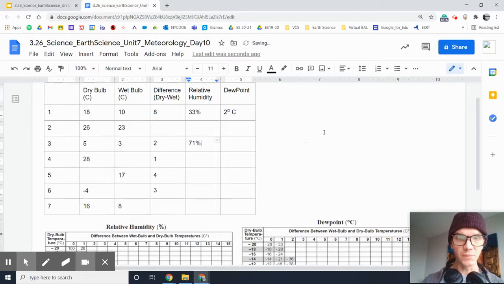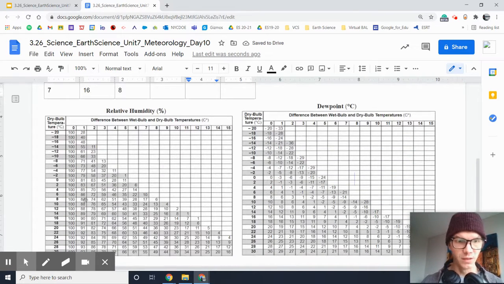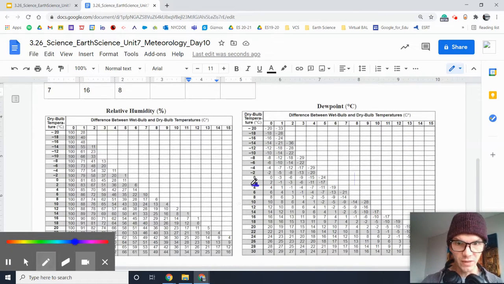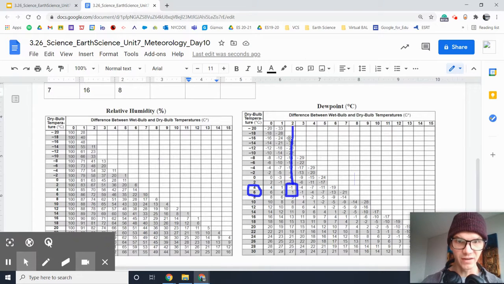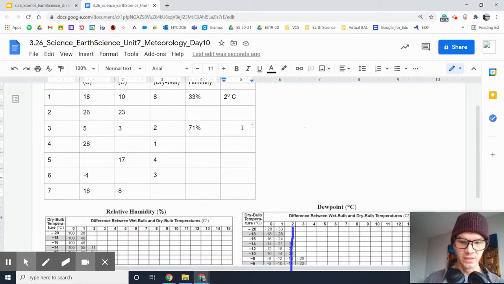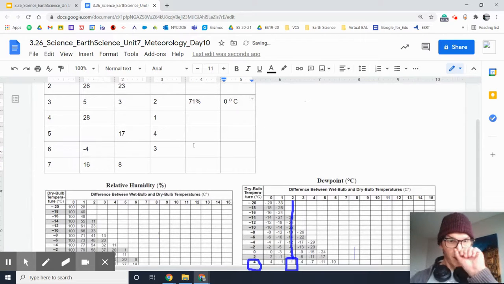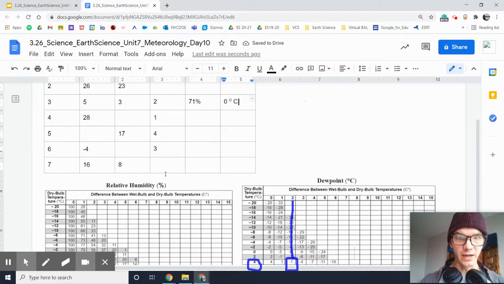I'm going to do the same thing again for the dew point. So I'm going to go in between the 4 and the 6. I still have a difference of 2, so I'll drop it down here. I see that the dew point is in between 1 and -1, and what temperature is in between 1 and -1? Well, that would be 0 degrees Celsius. All right, let's take a look at a couple more.